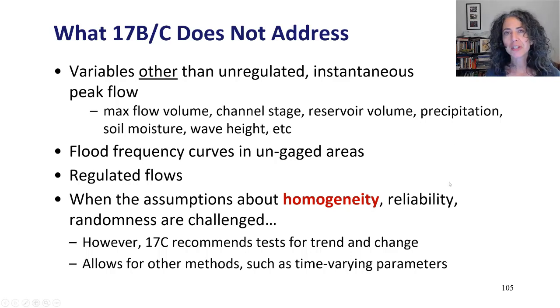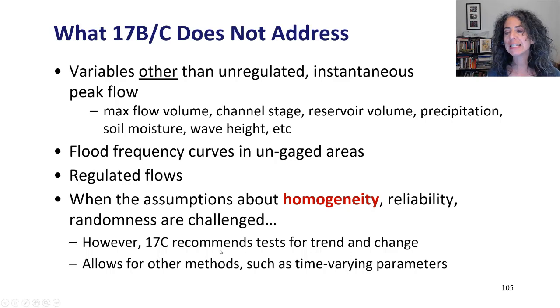Okay. Other things that aren't yet included are flood frequency curves in ungauged areas, meaning we don't even have data, regulated flows where analytical distributions don't really fit, and then when the assumptions about homogeneity, reliability, and randomness are challenged. So the homogeneity assumption we also call the stationarity assumption, since our data is collected over time, and maybe the watershed is not really unchanging across time.